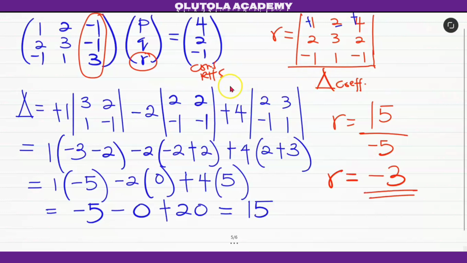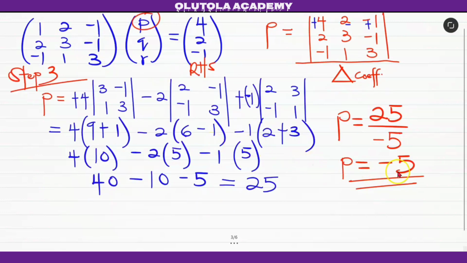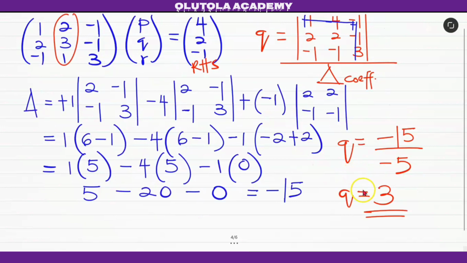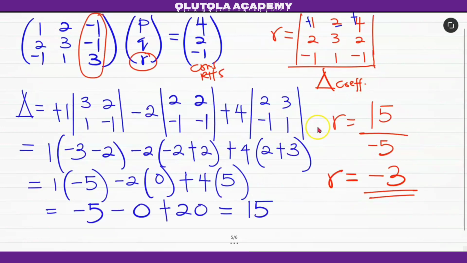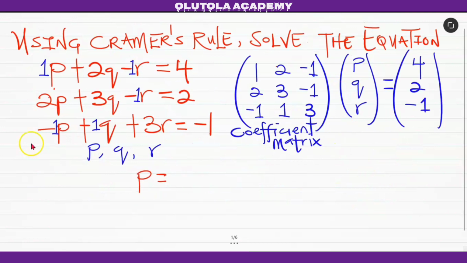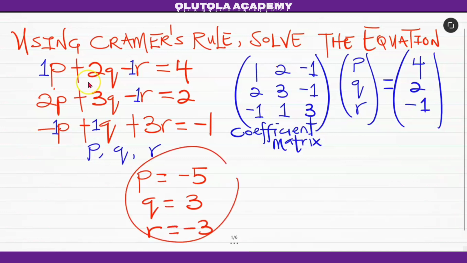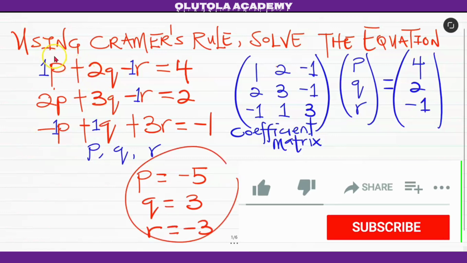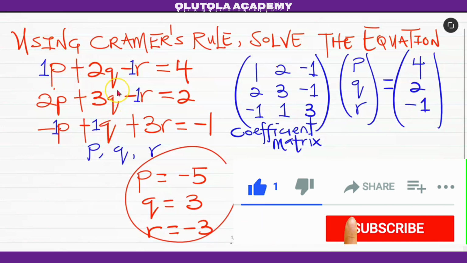So I've gotten my unknowns. I got P to be negative 5. I got Q to be 3, and I got R to be negative 3. So I have P is negative 5, Q is 3, and R is negative 3. So this is the solution to this set of equations using Cramer's rule.